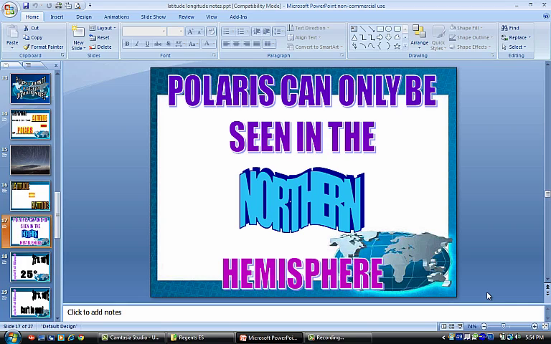Polaris can only be seen in the northern hemisphere. So in the United States, we definitely have a visible view of Polaris. Polaris is also called the North Star. So in case some of your books mention the North Star or Polaris, they're both meaning the same thing, but you can only see it in the northern hemisphere.